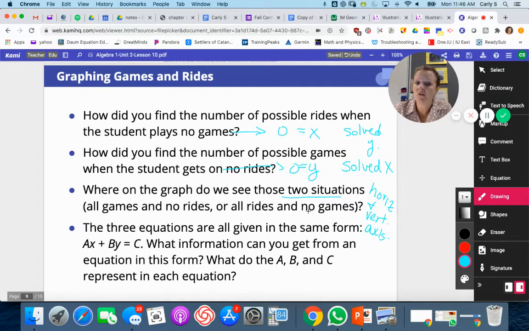The three equations are all given in the same form, ax plus by equals c. That's called standard form. What information can you get from an equation in this form? What do the a, b, and c represent in each equation? Well, c is my constant. There's no variable with it. A and b, they're both my variables. And I don't know what else I would be able to tell you about that.